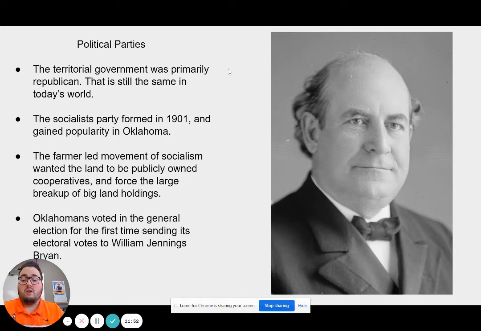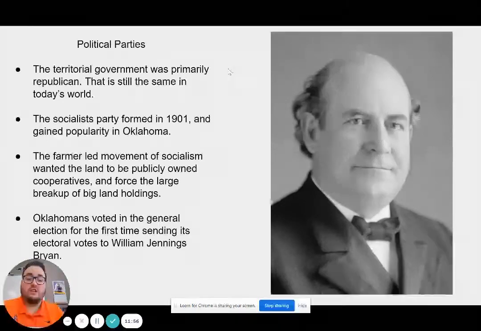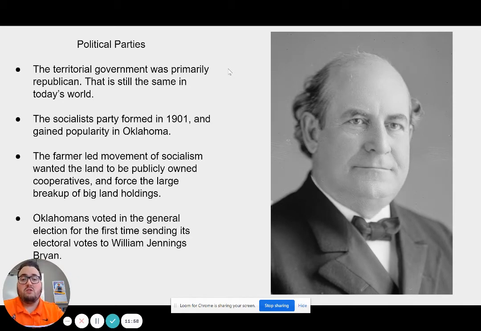Oklahomans voted in the general election for the first time in the 1908 election. There wasn't a presidential election in 1907, but eventually the next year there was. It was between William Howard Taft, who was a Republican, and William Jennings Bryan. William Jennings Bryan was a former Secretary of State.